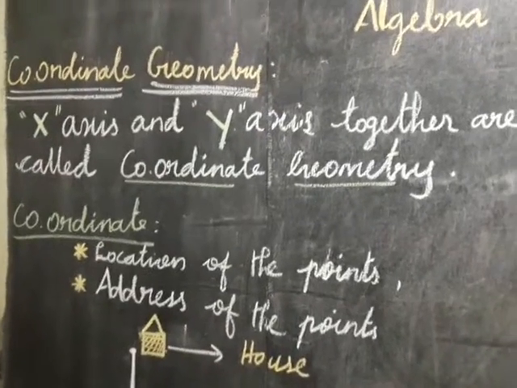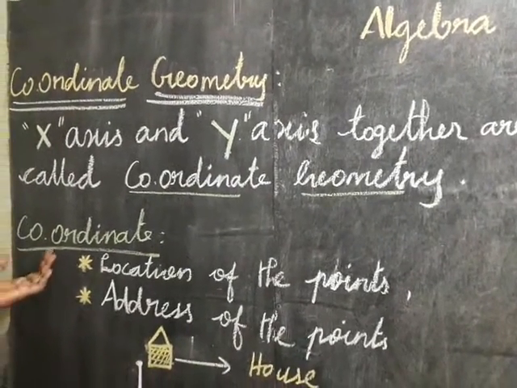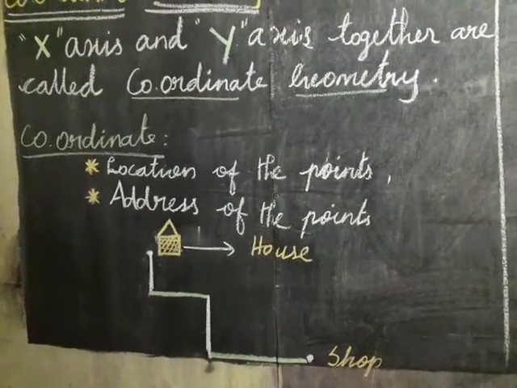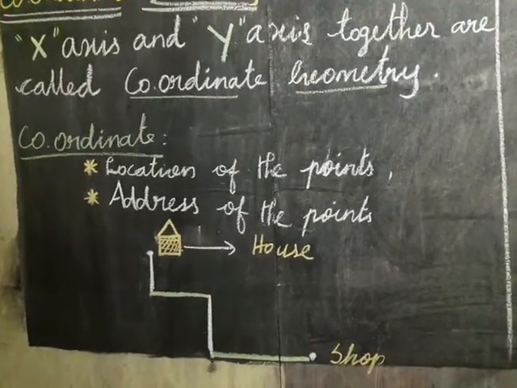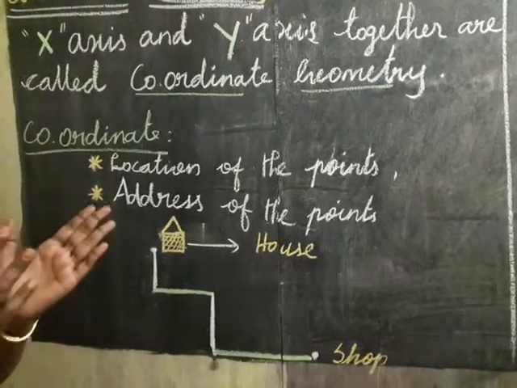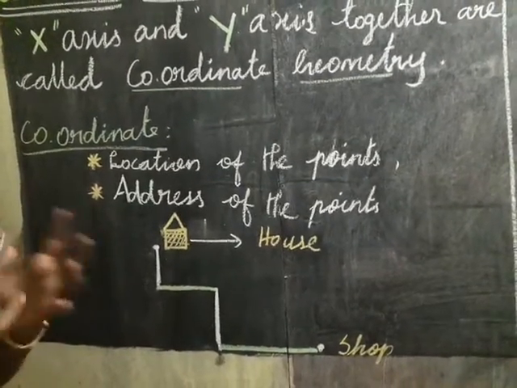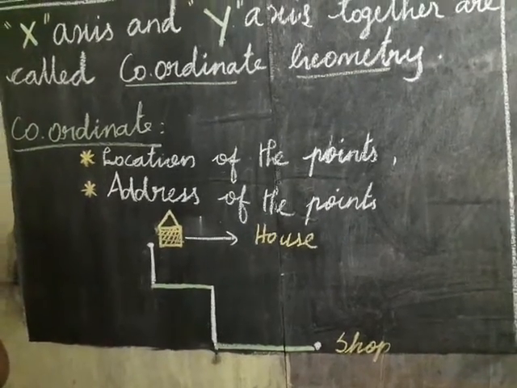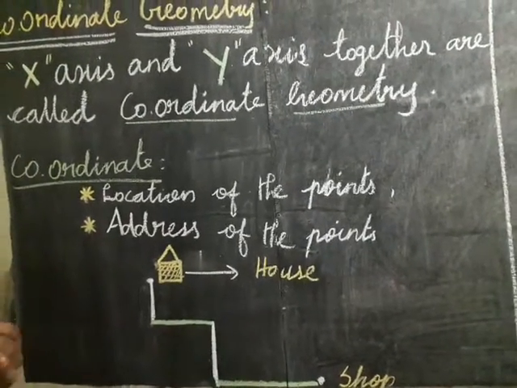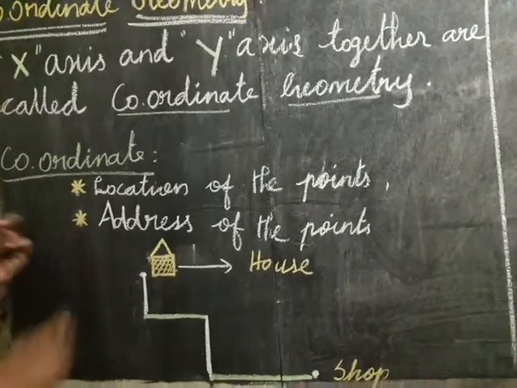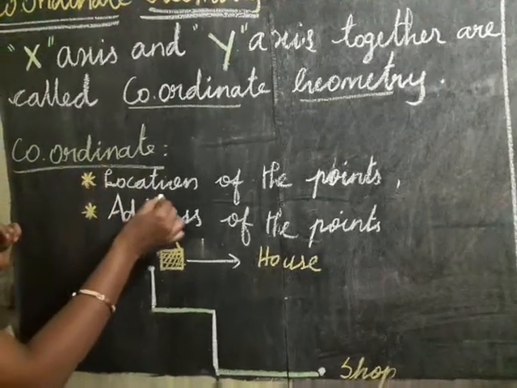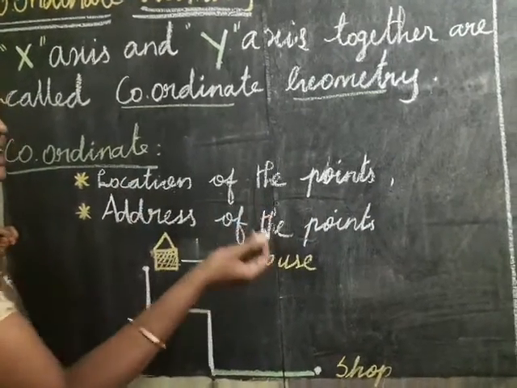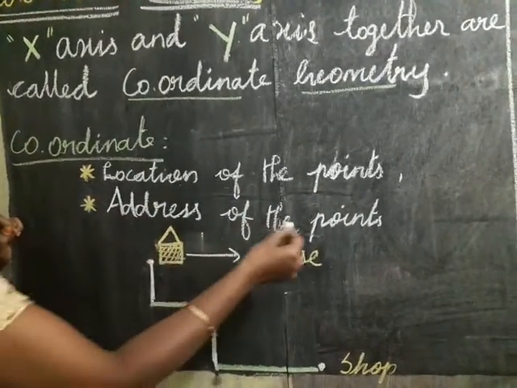What is the meaning of coordinate? You know very well what it means. In general, coordinate means organizing. In our school, the coordinator is controlling all the stuff. But in mathematics, coordinate means location of the points, and another name is address of the points.